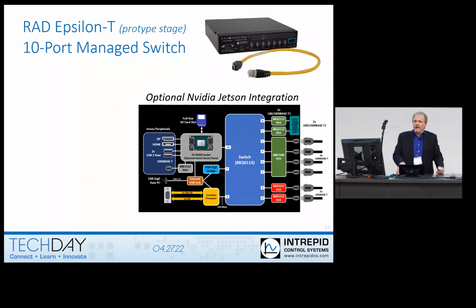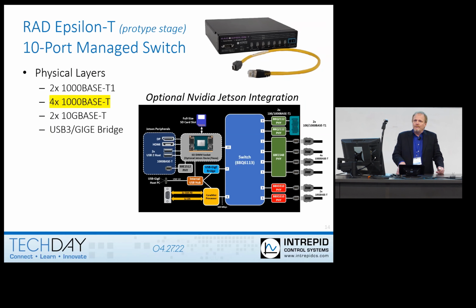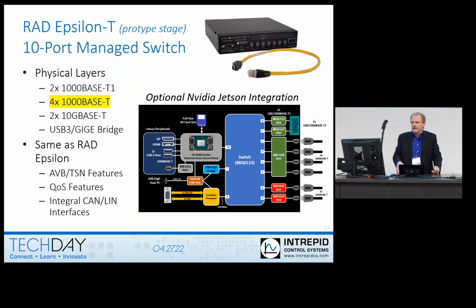We made a derivative of this switch, called it RAD Epsilon-T, T standing for 1000BASE-T, and it's an identical switch. The only difference is we swapped out four of the 1000BASE-T1 ports to 1000BASE-T ports. You can see a picture of it up here in the upper right. One other difference is instead of RJ45s for the BASE-T networks, we're using an industrial IX connector, primarily for space reasons. We couldn't fit that many RJ45 jacks on the front face of the board. It also has power over Ethernet on the BASE-T ports. And then same as RAD Epsilon, all the same features, it's the same switch.